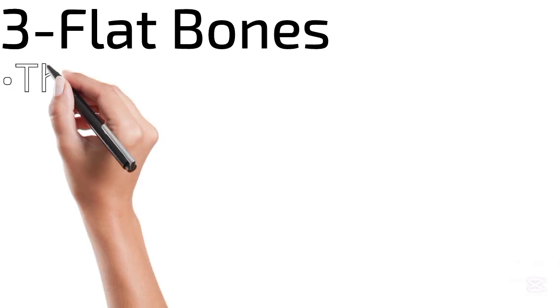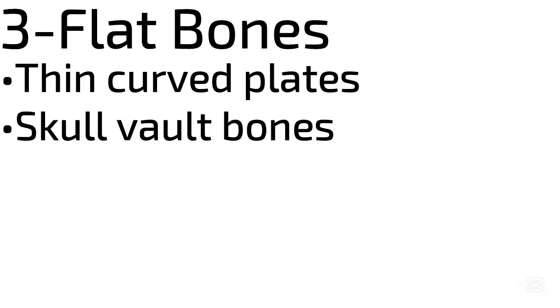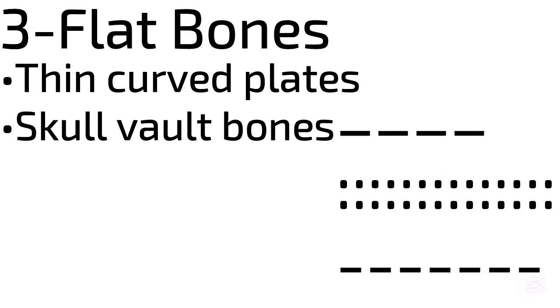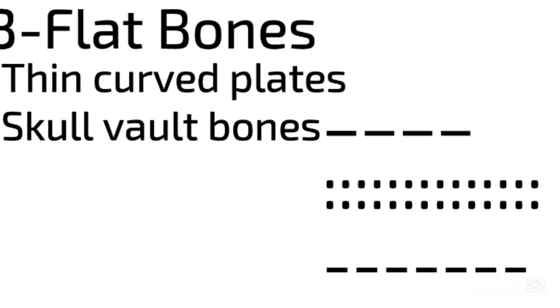Our third category is our flat bones, and they are thin curved plates. The best example of these bones are skull wall bones and our ribs. They have a special structure: the first layer is compact bone, then spongy bone is present, and then another layer of compact bone. The compact bone layers are known as tables, whereas the spongy bone is known as diploe.